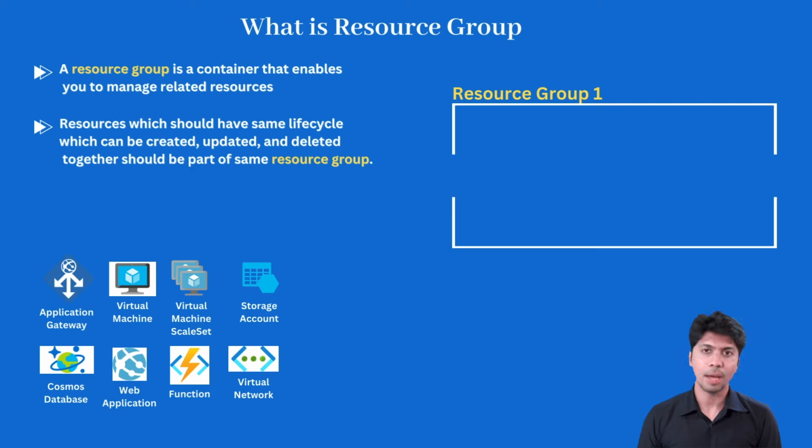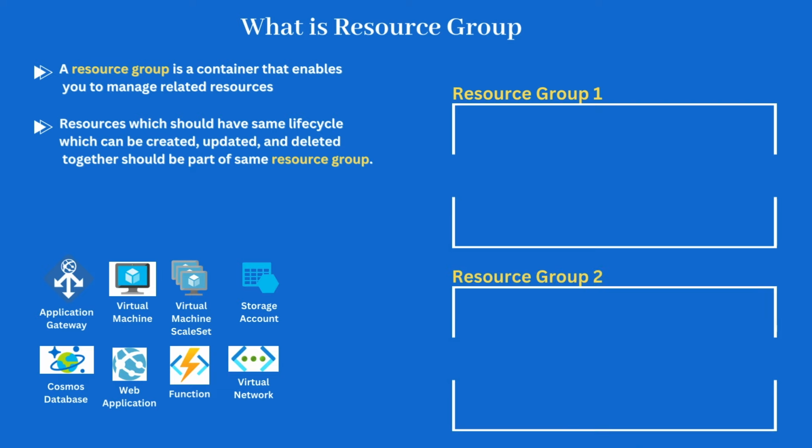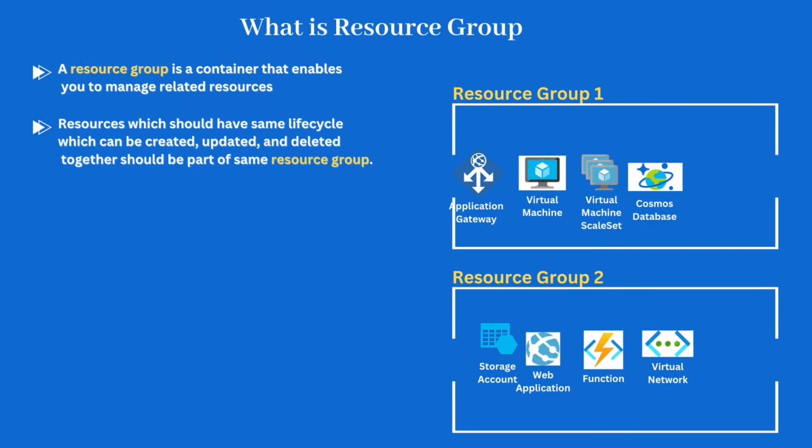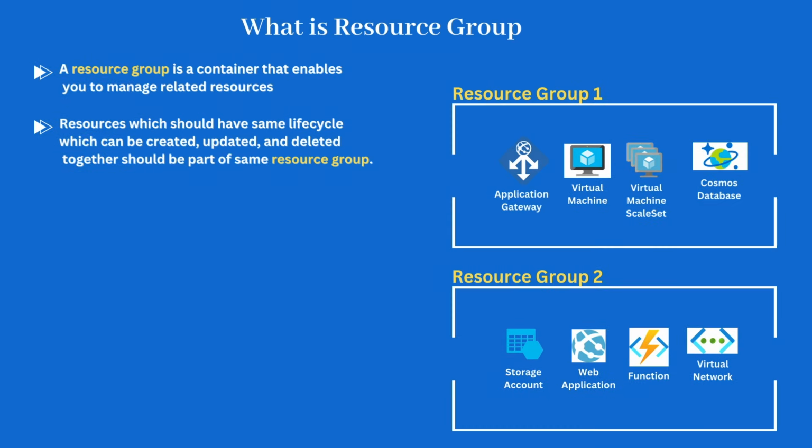So you decide to have a second resource group, and based on the life cycle of these resources, we can move these resources to the right resource group. This way, we can logically split resources in different resource groups. Next, we should know that each resource can exist in only one resource group, and no resource in Azure can be shared by two resource groups.